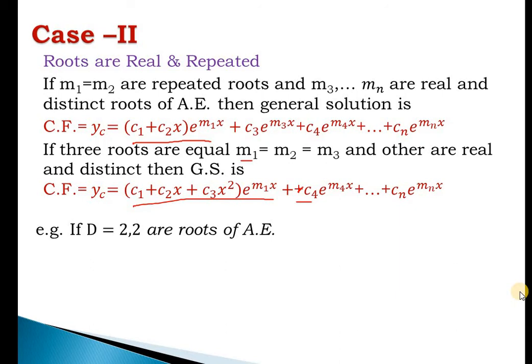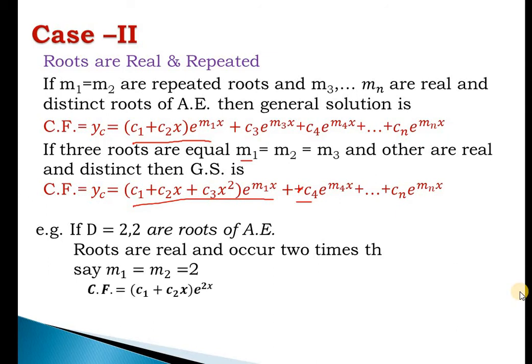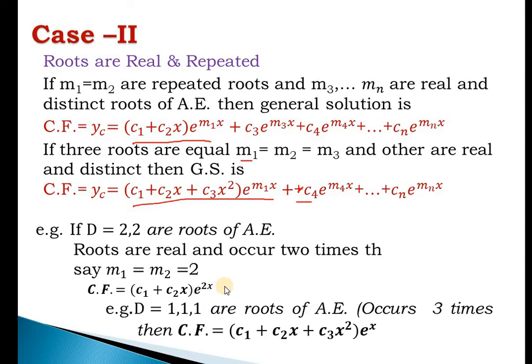So for example, D is equal to 2. This root occurs 2 times. That means D is equal to 2, D is equal to 2. Real and repeated root. So what is the complementary function? C1 plus C2x into e raised to 2x. Okay, so I hope you understand case 2.